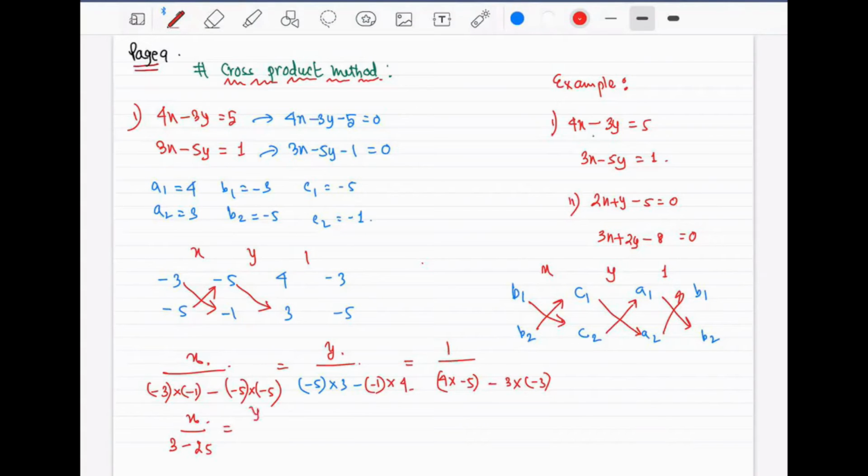Is equal to y by how much is it? The multiplication first. Minus 5 into 3, it's minus 15, right? So keep minus 15 here first. Then minus 1 into 4, it's minus 4. But here is a minus sign. Let me repeat again. Minus 1 and 4, it's minus 4. But here is a minus sign in the front. If I multiply the minus sign again, we will get minus minus is plus 4.